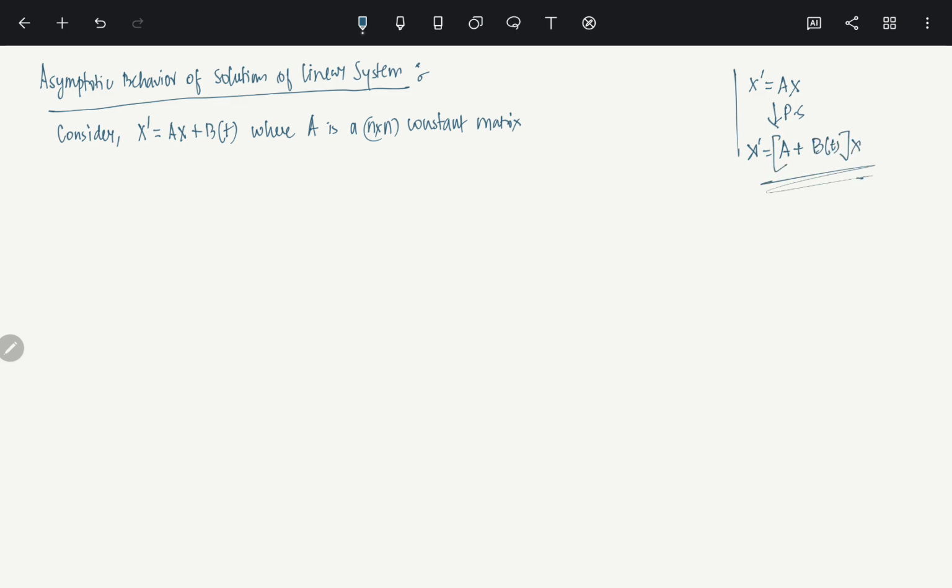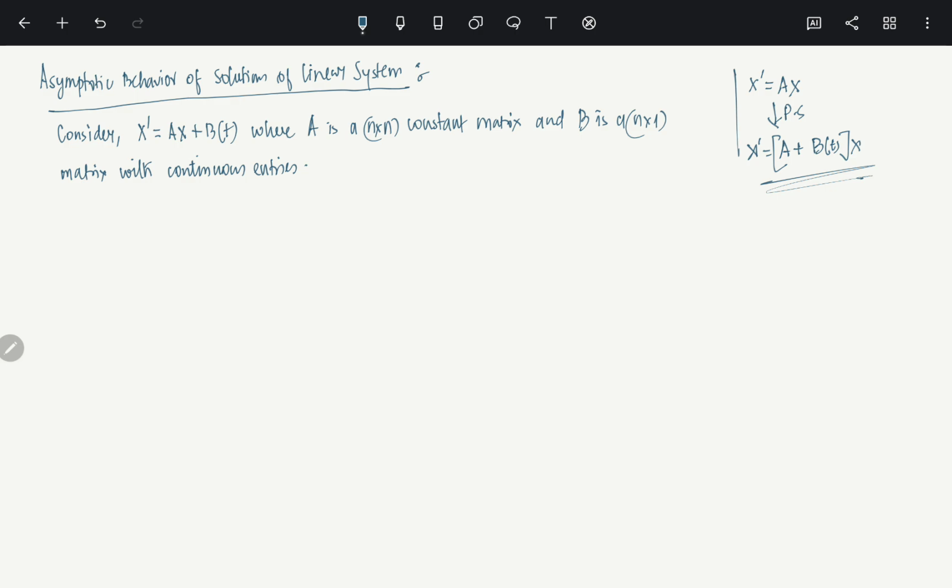That was the perturbed system, but this is an inhomogeneous system, different. So it is x prime equals Ax, and then we are taking a small perturbation which is given by b of t. Is this okay? And here we'll assume b is an n cross 1 matrix with continuous entries. So this is assumed, clear?